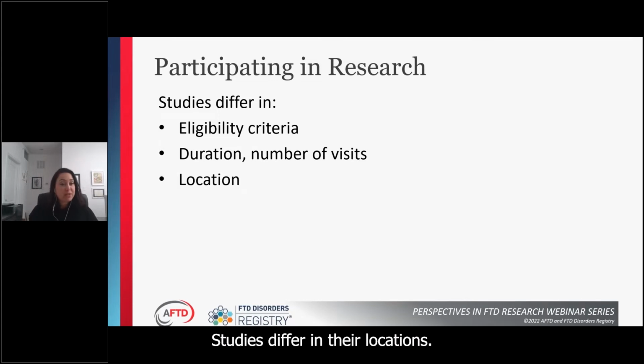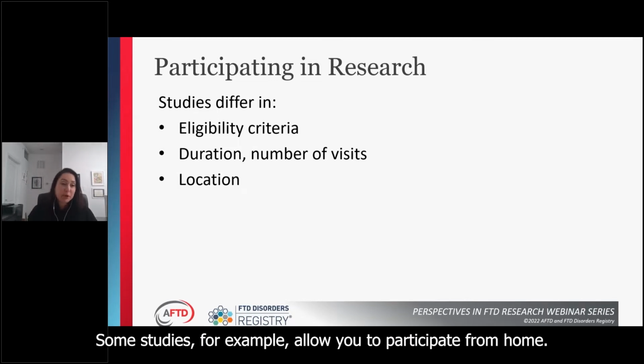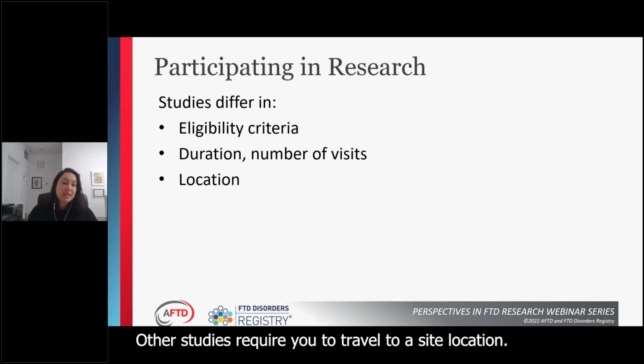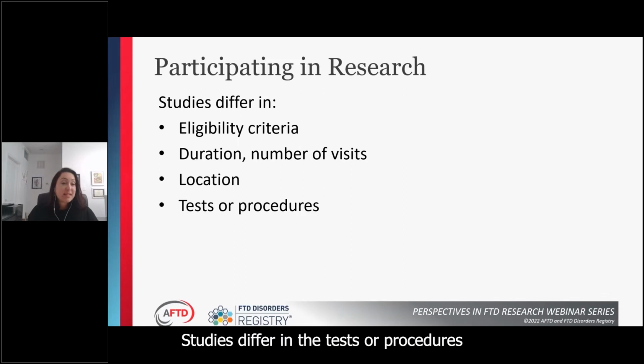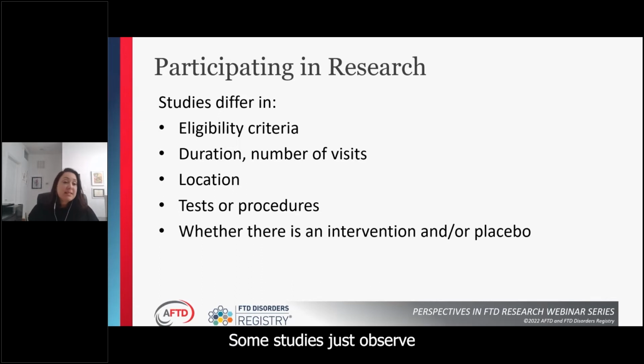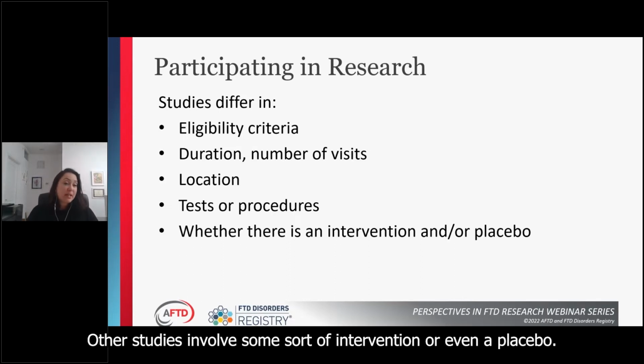Studies differ in their location. Some studies, for example, allow you to participate from home. Other studies require you to travel to a site location. Studies differ in the tests or procedures that might be a part of that study. Some studies just observe how people go about their everyday lives. Other studies involve some sort of intervention or even a placebo.